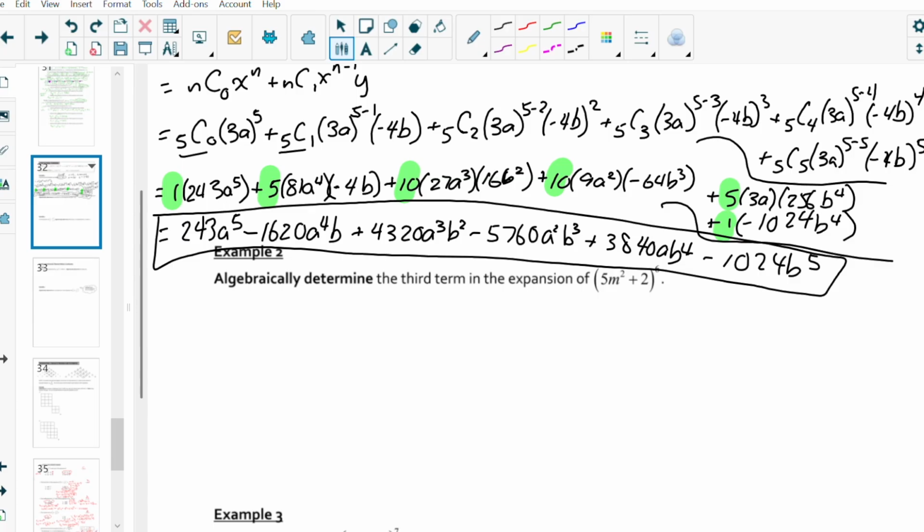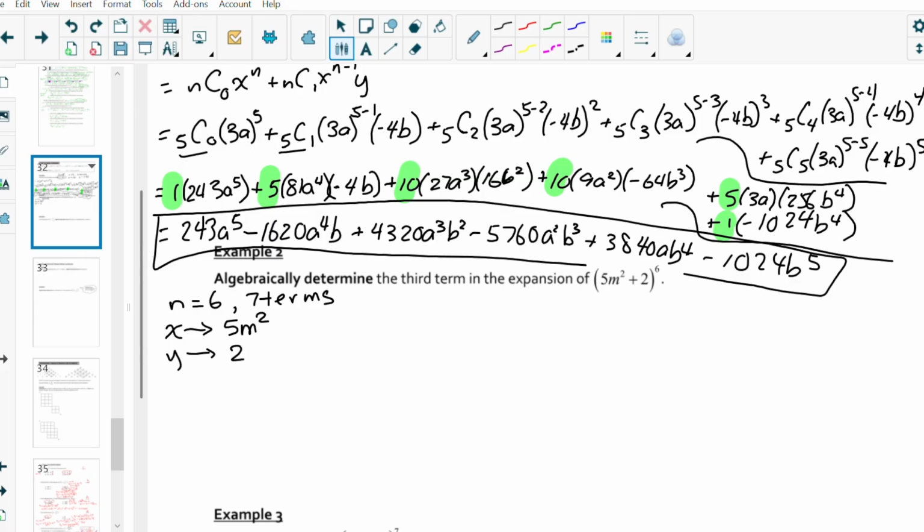Okay, example 2. Algebraically determine the third term in the expansion of 5m squared plus 2 to the 6th. So you can't be multiplying everything out. You can't be using the binomial theorem to do the entire expansion, then pick out the third term. I want you to show me algebraically. Okay, so first let's look at the key parts of 5m squared plus 2 to the 6th. So that is n equals 6. I have 7 terms. My x value is 5m squared. My y value is 2.